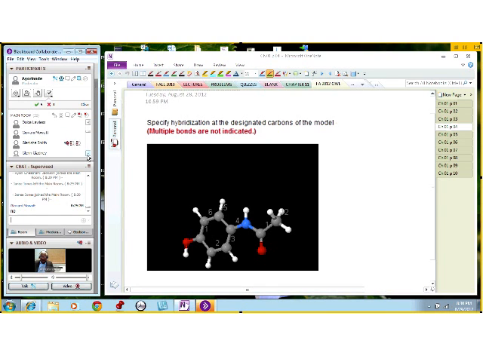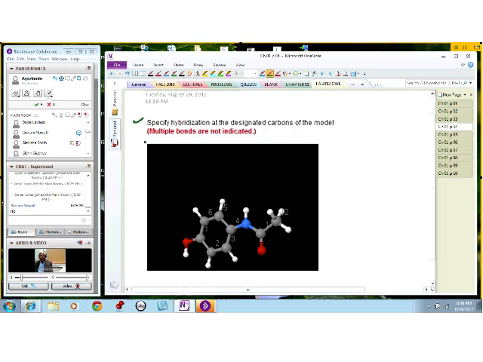Okay, Glenisha Smith, is your mic working? If it is working, read this for us. If it is not working, just let me know through the chat window. Okay. Glenn Gladney, can you read this for us if your mic is working? If it is not, let me know through the chat window. Specify hybridization of designated carbons of the model. Okay, very good. Thank you.